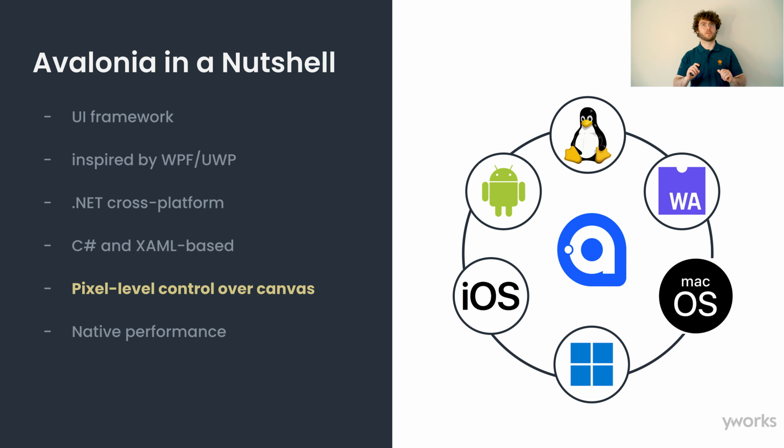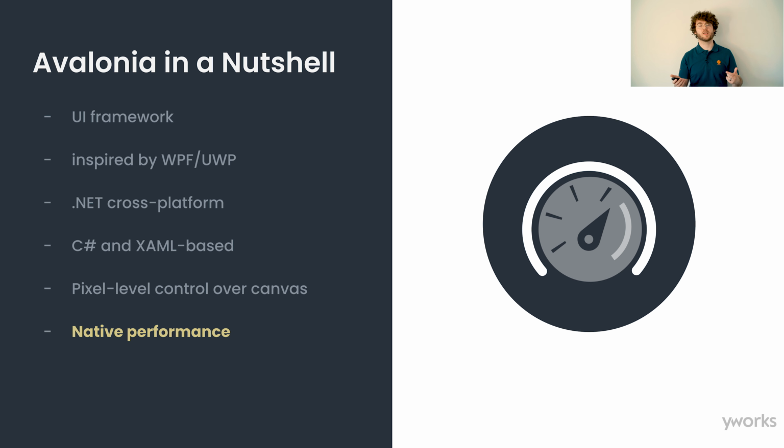Unlike WPF, though, you're not reasoning about platform-specific UI elements. Instead, you have pixel-level control over the canvas that you're creating, which means that if you so desire, you can make sure that the UI you're creating will look identical regardless of the platform you're deploying for. And all of these features and all this power doesn't come at the cost of performance because Avalonia still guarantees native-level performance across platforms.